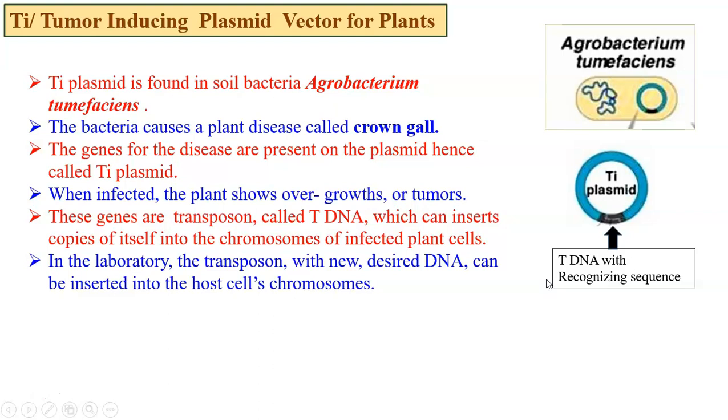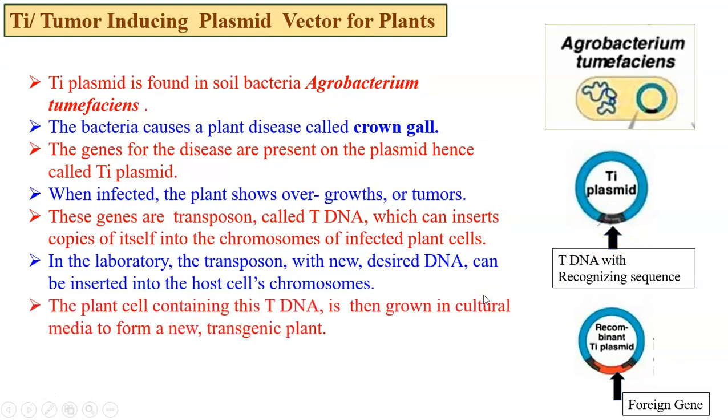In the laboratory, the transposons with new desired DNA can be inserted. So this tDNA is used for insertion of the desired gene, because this tDNA is anyway going to get transferred to the plant which it will infect. So along with this tDNA, the desired gene also will get transferred. So recombinant TI plasmid is usually produced by introducing a foreign gene exactly in the region of the tDNA.